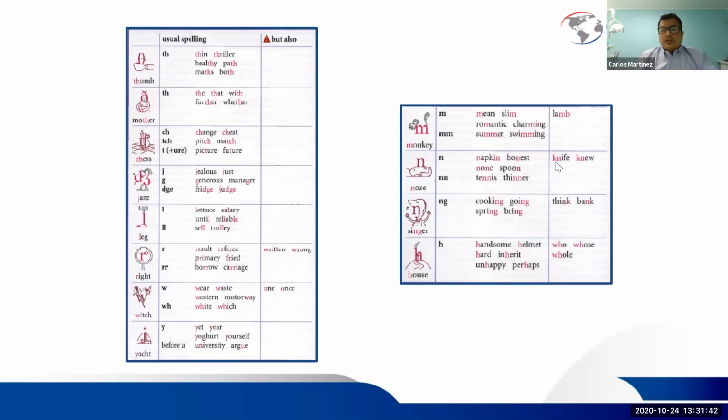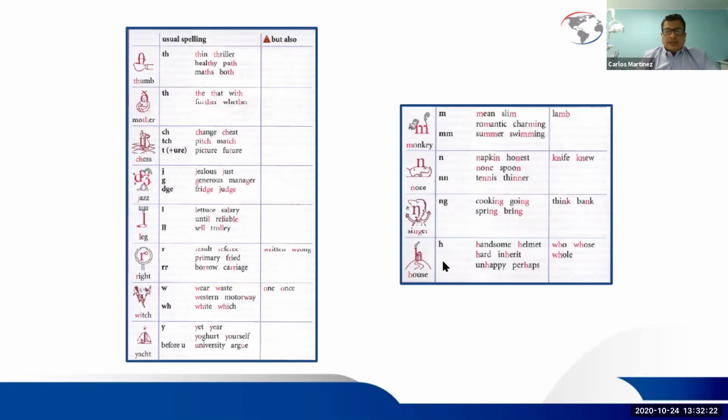And the other combination is KN, like knife and new. The K is not pronounced. Both letters are pronounced like in knife, new. Then we have the ing sound, which is represented by ng: cooking, going, spring, and bring. And then we have, for example, only the letter N before K, like we don't say think with an N sound, we say think. Or we don't say bank, we say bang-k. We don't say bank, no, bank. Very good.